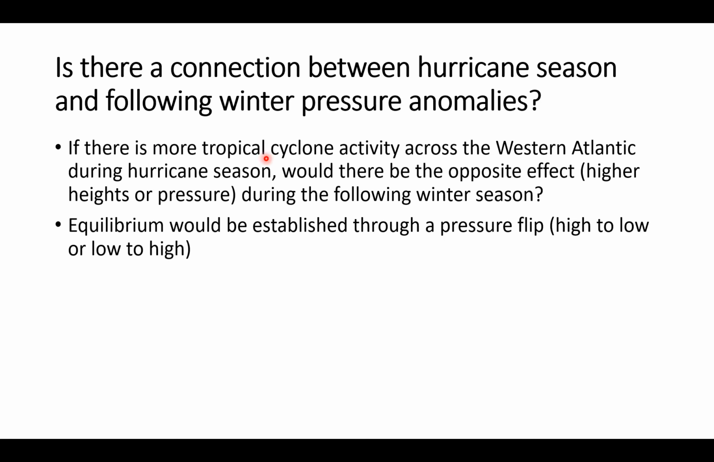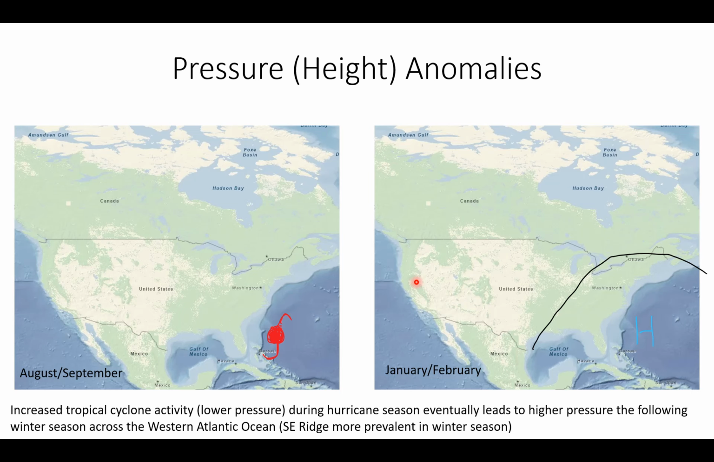Here's what I'm thinking. If there's more tropical cyclone activity, that means we have increased low pressure during the hurricane season across the western Atlantic, okay? Increasing the low pressure frequency, right? So areas of low pressure, what would that mean? Would that mean there'd be an opposite effect or higher heights of pressure during the following winter season over the same area? My thought is equilibrium here. Equilibrium would be established through a pressure flip between the hurricane season, the late summer season, and the following winter season. So let's take a look now.